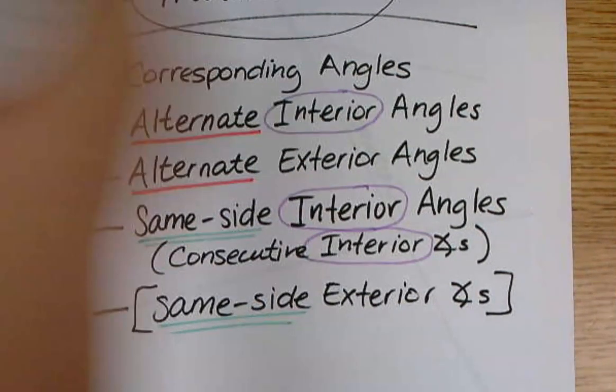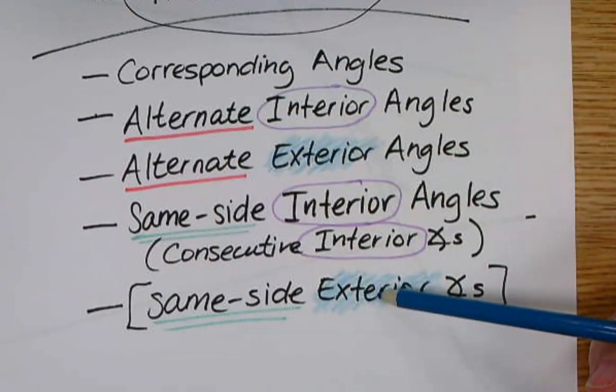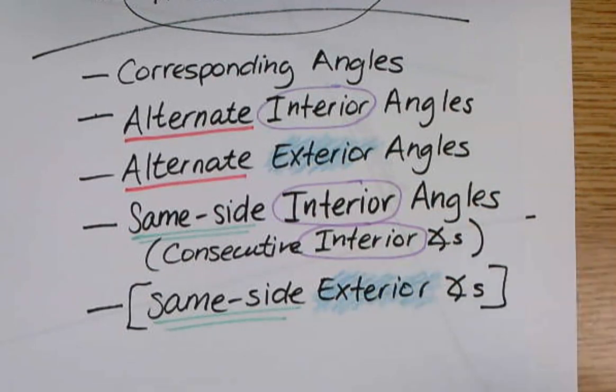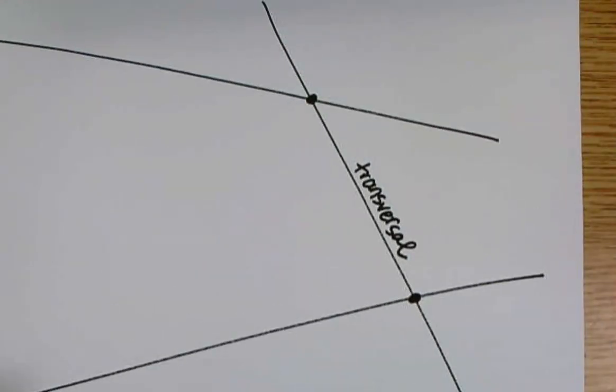What is meant by interior, and what is meant by exterior. All of those words are telling me something about what the 2 angles have in common in terms of their location. Okay, so let's go back to that picture of my lines that are crossed by a transversal, and let's talk about where is same side, where is alternate, where is interior, where is exterior.